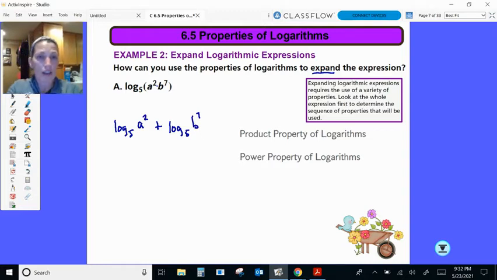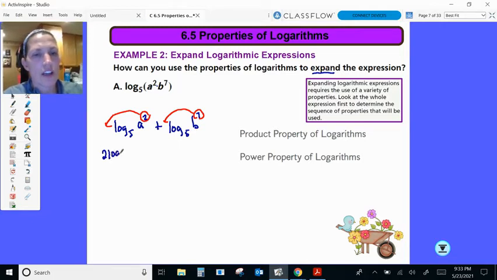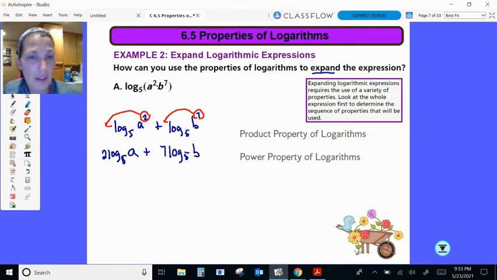So remember, when I multiply exponents, I add them together. Okay, and now I have this, or excuse me, exponent property right here, the power property. That means that my power is going to come out front. It's not simplified if I have any exponents. So this will be 2 log base 5 of a plus 7 log base 5 of b. And that is expanded. It's not fully expanded if I have any exponents. So just keep that in mind.